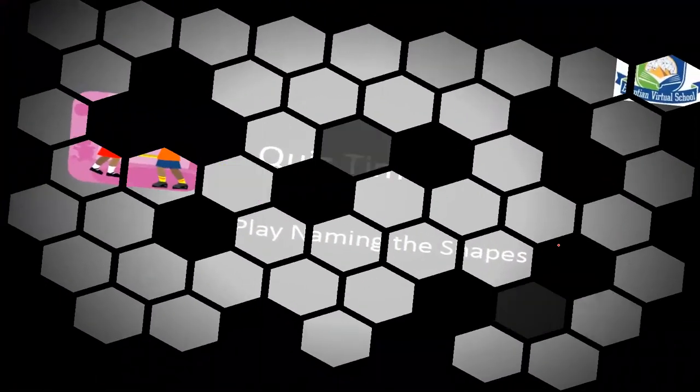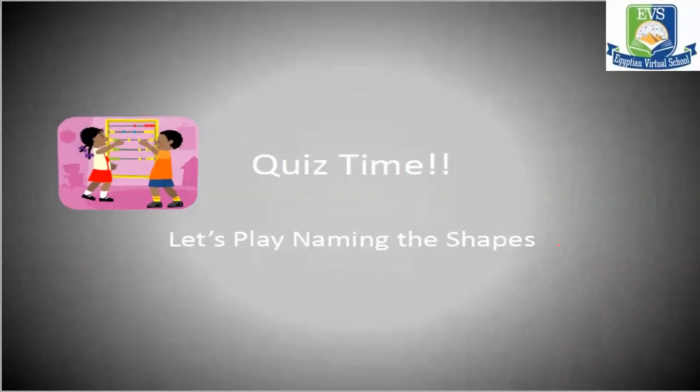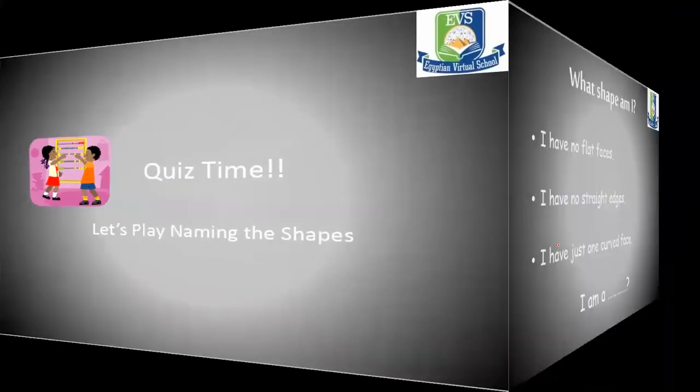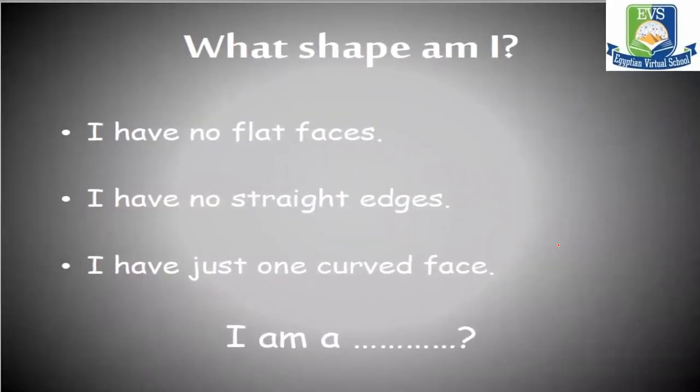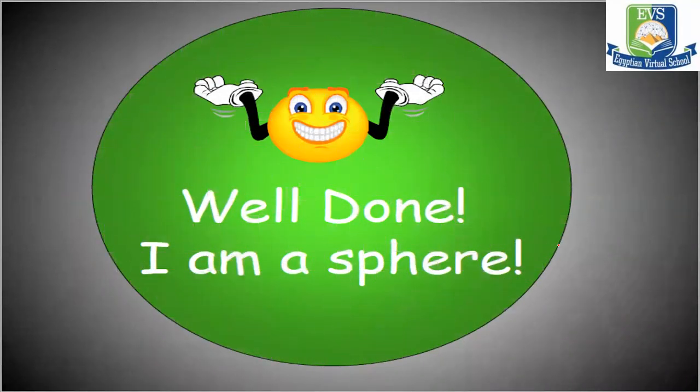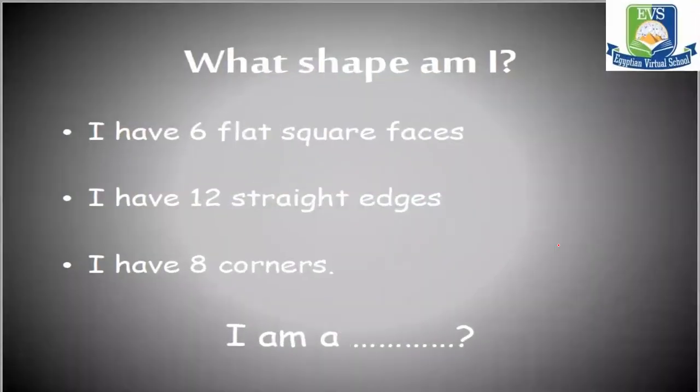Now let's play naming the shapes. What shape am I? I have no flat faces. I have no straight edges. I have just one curved face. What shape am I? Well done. I'm a sphere.